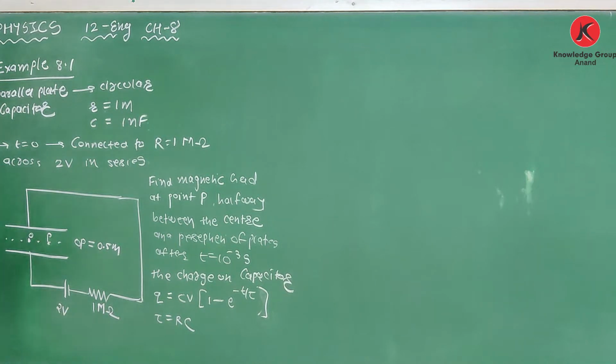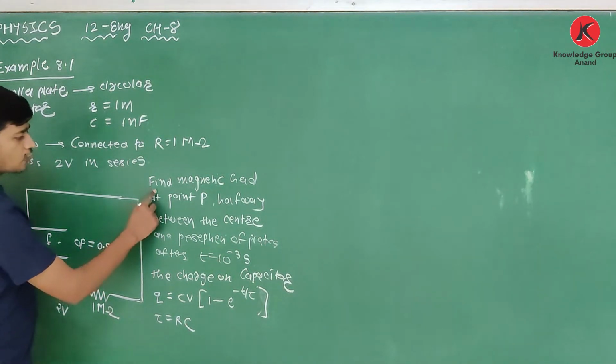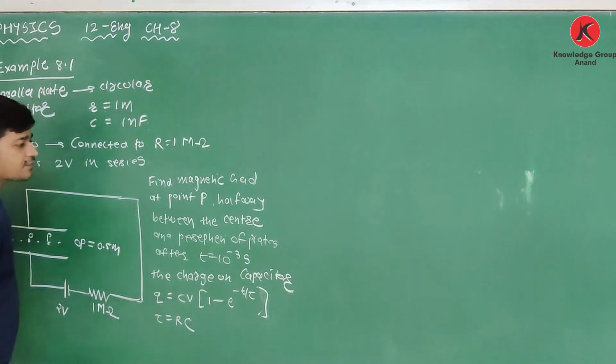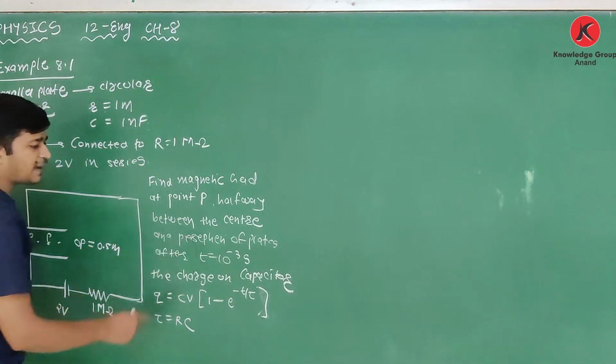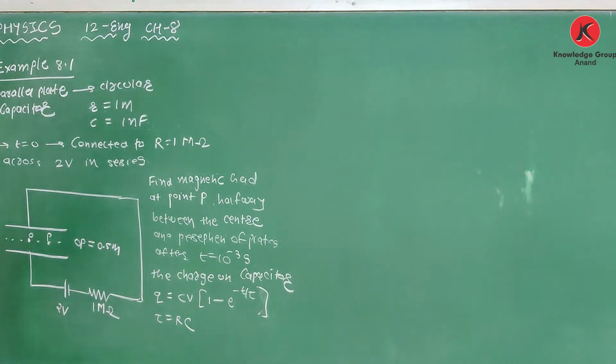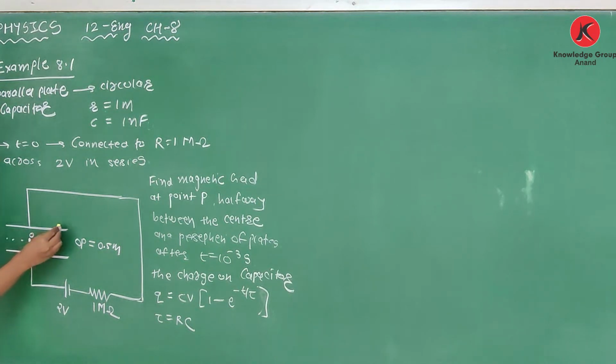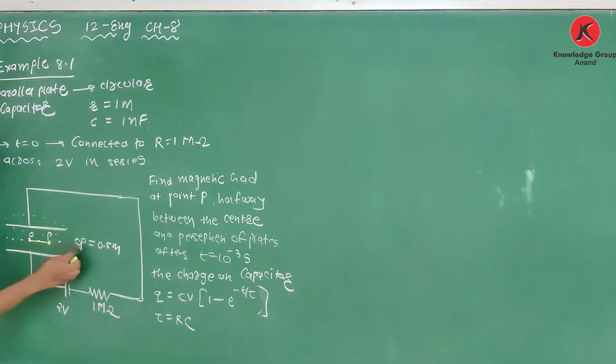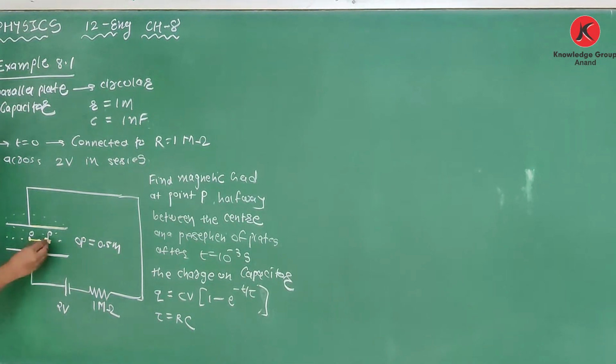Battery, resistance. What is the question? The question is: find the magnetic field at point P halfway between the center and periphery of the plate after t equal to 10 raised to minus 3 seconds. This is the periphery. Its radius is 1 meter, so this total distance is 1 meter. But you have to find the magnetic field at this point, from the center at a distance of 0.5 meter.